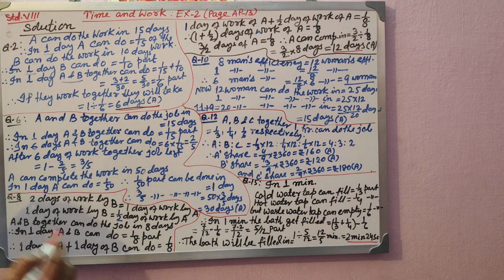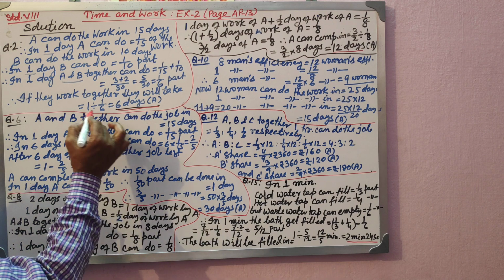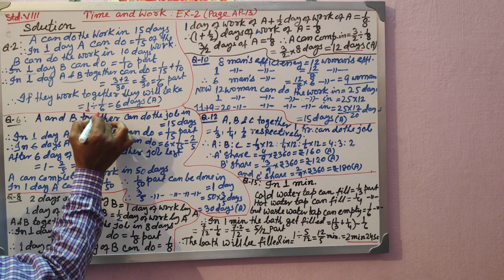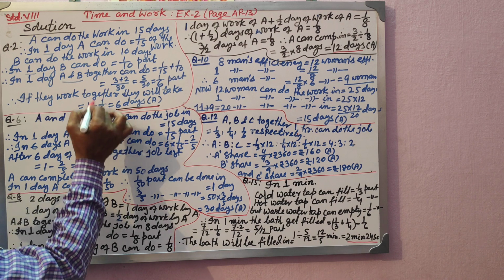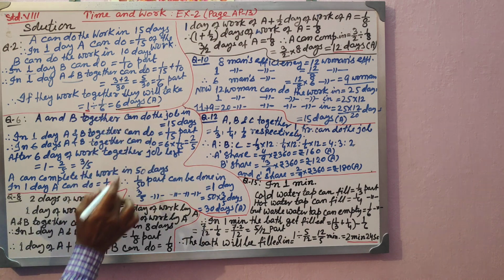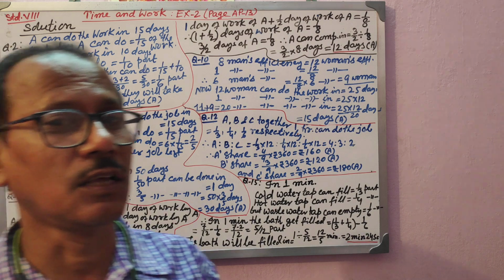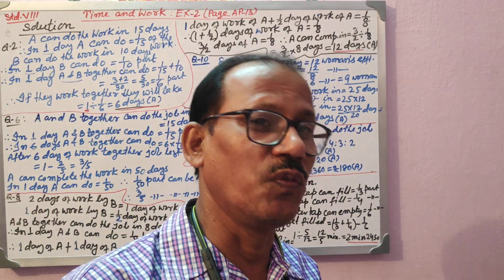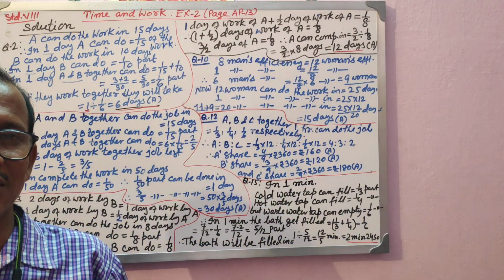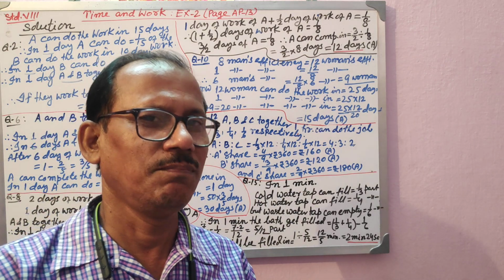Therefore, if they work together, they will complete it in the reciprocal of that. The whole work is 1. 1 divided by 1 by 6 is equal to 1 into 6 by 1, that is equal to 6 days. So they can complete the work in 6 days with their own efficiencies if they work together.